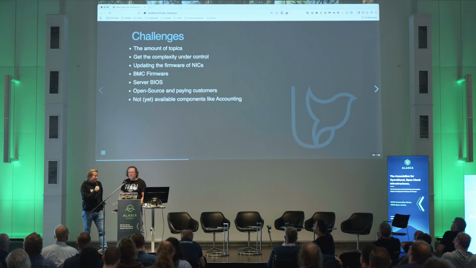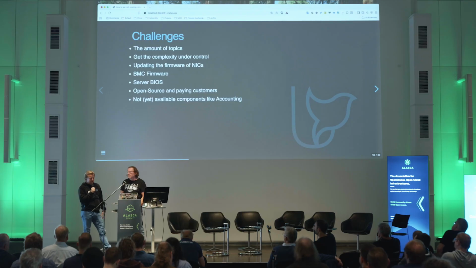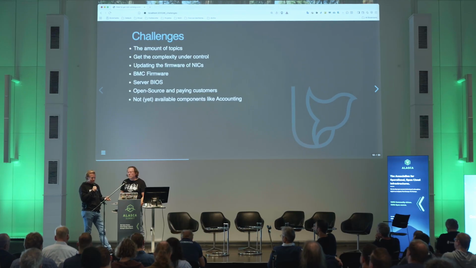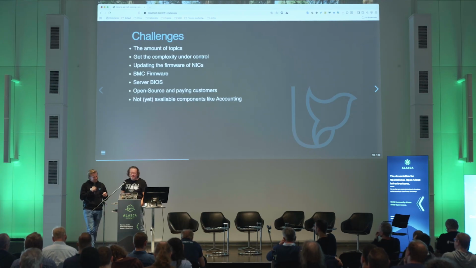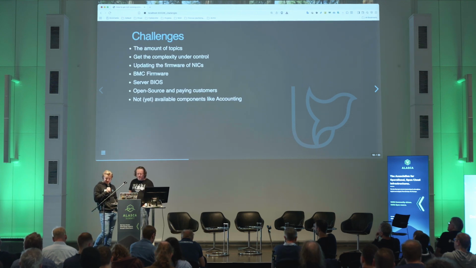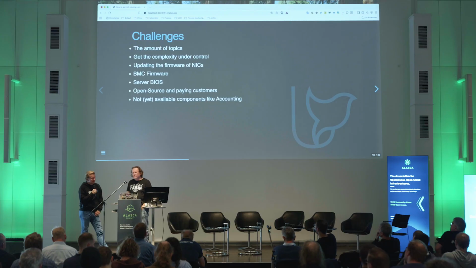And also a big point, which we also heard from the panel discussion in the morning, is building open source software and having paying customers for that. Because you want to build good stuff, and you need customers who pay the guys who are doing that. You have to find a solution for that, and this is something really challenging in my opinion. It's not technical, but it's also very important.